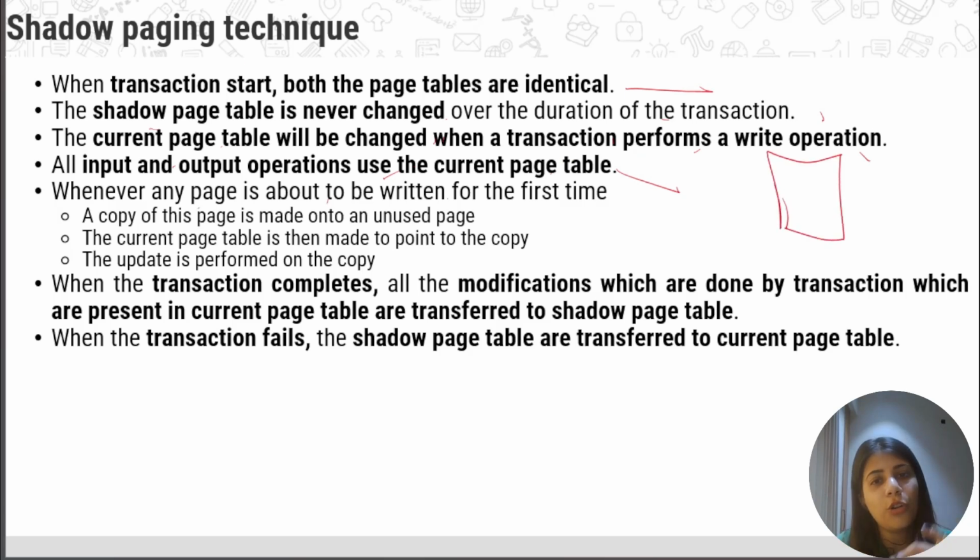Whenever any page is about to be written for the first time, a copy of it is made. A copy of this page is made onto an unused page. The current page table is then made to point to that copy. The update is performed on the copy.